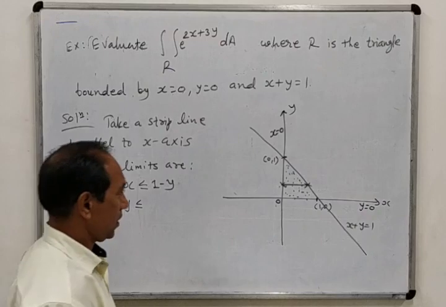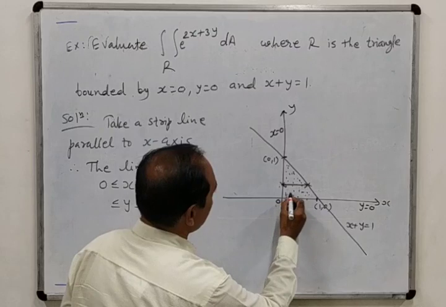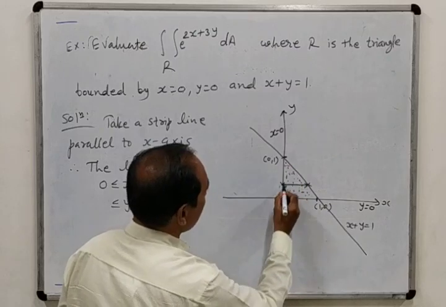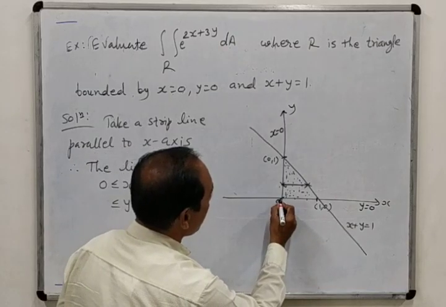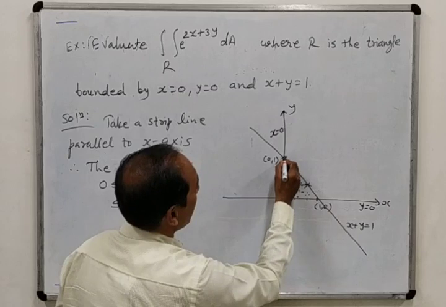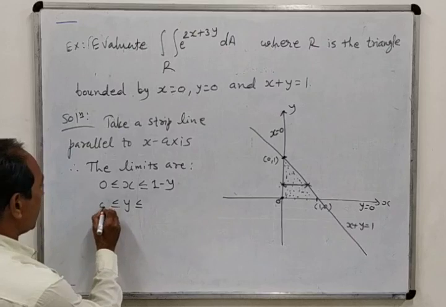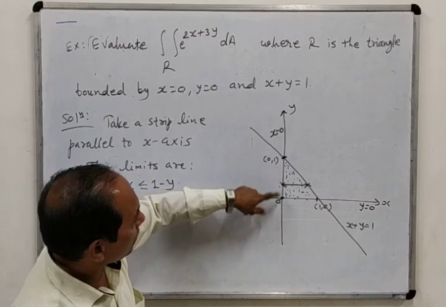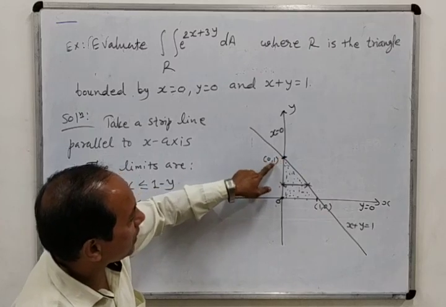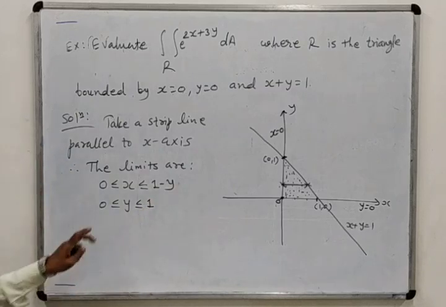To do this, see here the strip line actually in this region. Focus on the y-axis. So the region starts from which point? Here the region starts from this point and ends at this point. So here y equal to 0, you can see. Y equal to 0 and it is here. Focus on the y-axis. So here y is what? At this endpoint you can see y equal to 1. Okay. So you can see the limits have been determined.